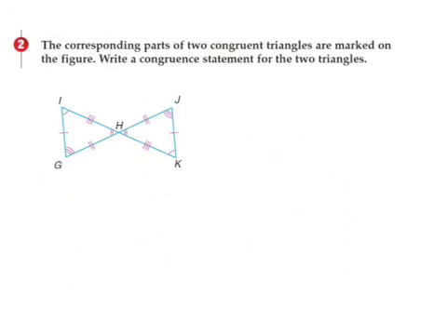Now let's consider example 2. The corresponding parts of 2 congruent triangles are marked on the figure right here. Let's write a congruent statement for the 2 triangles. So one way we can approach this is to recognize that this triangle and this triangle are congruent, but let's list this first triangle by naming it first, simply by any order you choose. I'll say IHG.